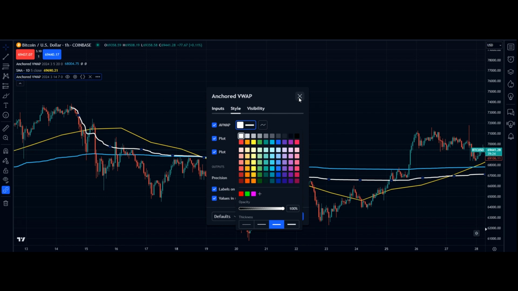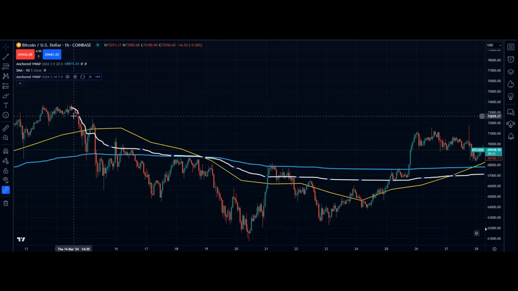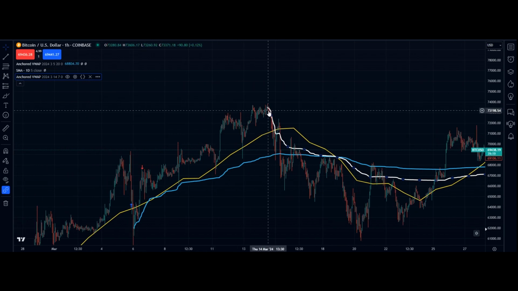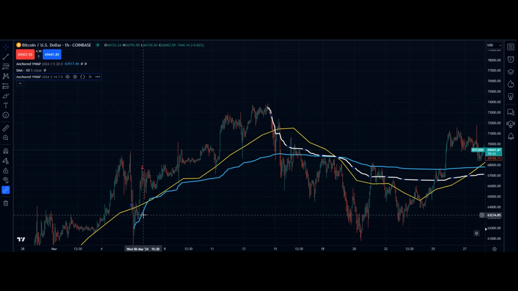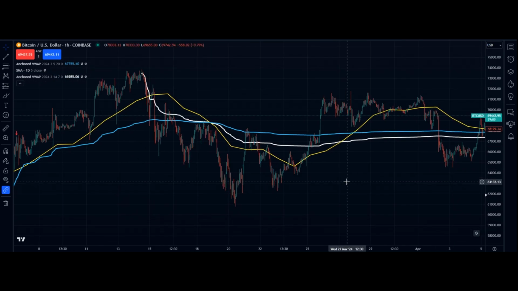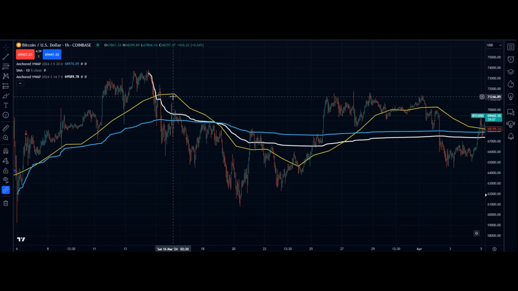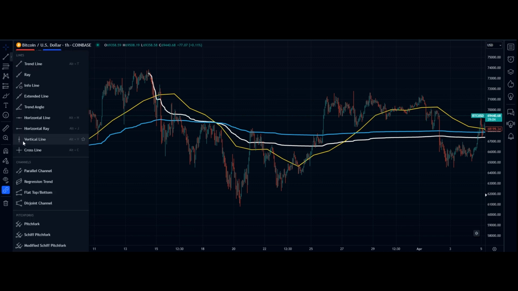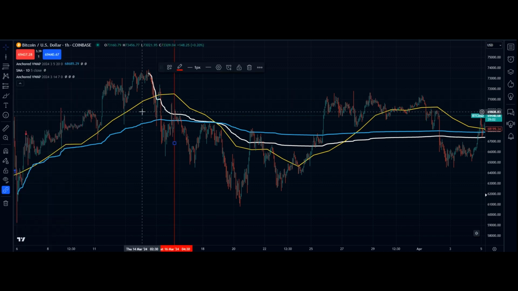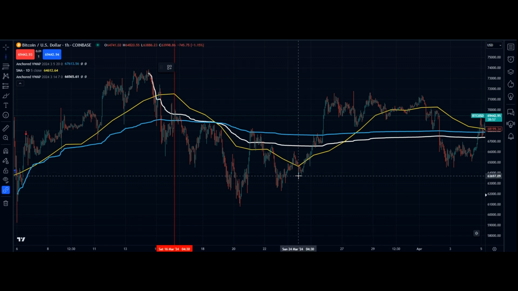So that is understandable. We have the peak anchored VWAP in white, and the bottom VWAP in blue, and the yellow one is our 5 DMA direction. Until this point, let's mark it, the 5 DMA was rising. This is falling again, and after this point, it started rising again. So this is green again.